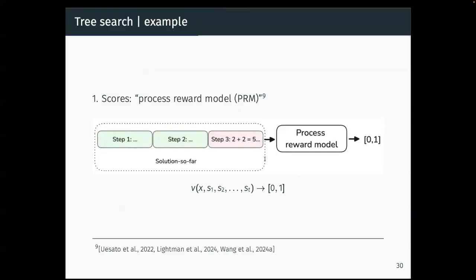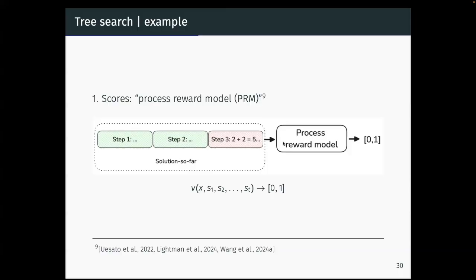So one concrete example on the math problem solving again is what you can do is you could train this reward model, which is called a process reward model. And the idea is instead of just taking in a full solution, it will just take in the steps of the solution so far. So here each node in the tree again is one step of a solution. And then this will give us a score for each one of our nodes.